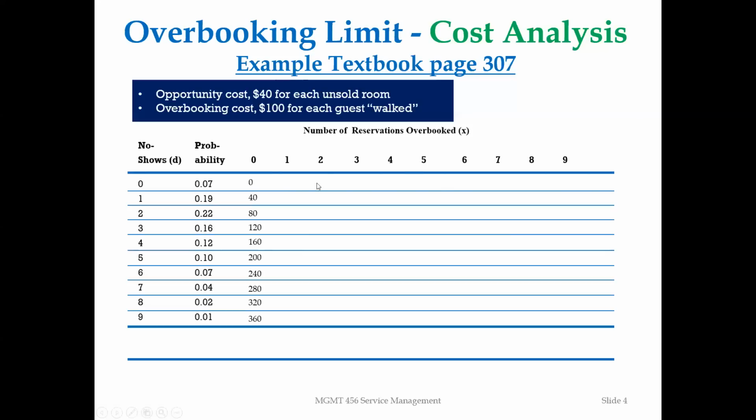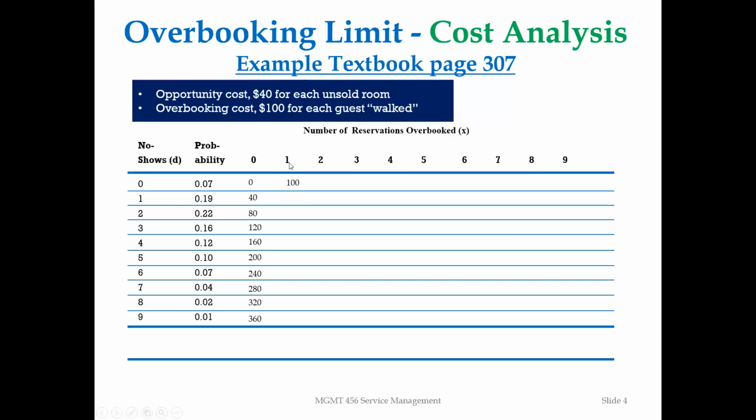How many rooms do I have? 100 rooms available. That means I do not have enough rooms for everybody. So I have to walk one customer to a nearby hotel and pay the cost, which is called the overbooking cost. So it's going to be $100.